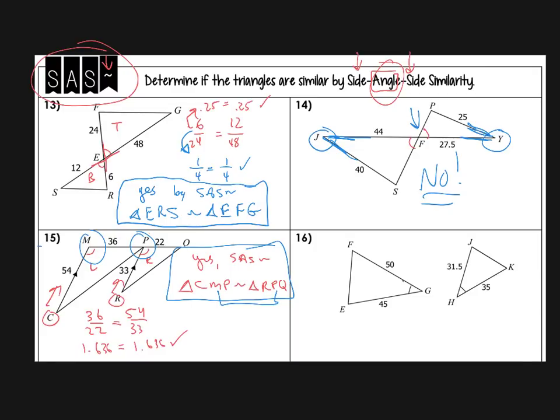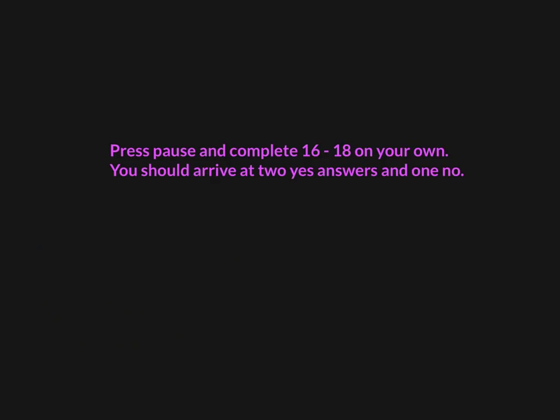When I look at number 16, I see that I've been given that the included angles are congruent, and they are the included angles between the two sides. So I'm going to let you work out the proportional statement, okay? Again, press pause and work on this on your own, 16 through 18 on your own. You should arrive at 2 yes answers and 1 no.